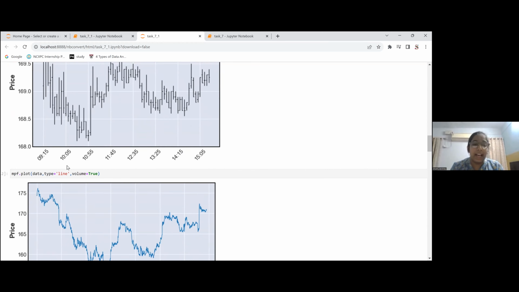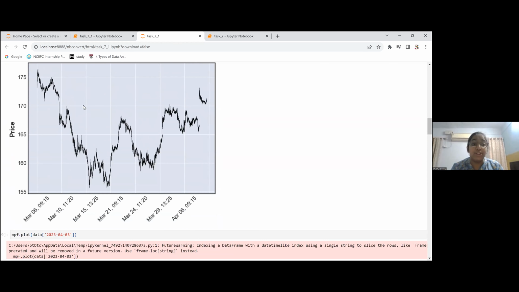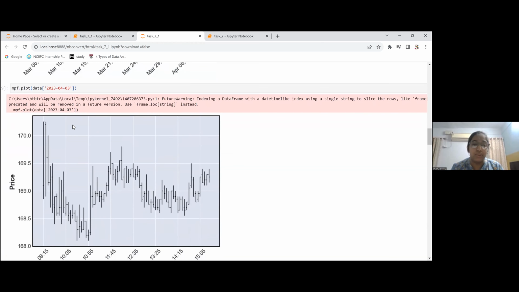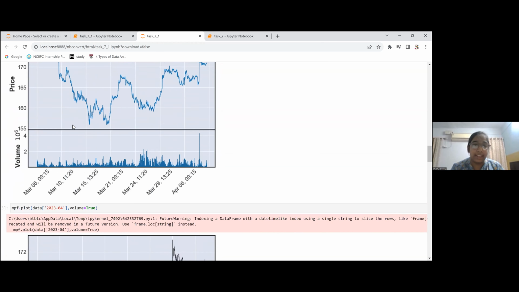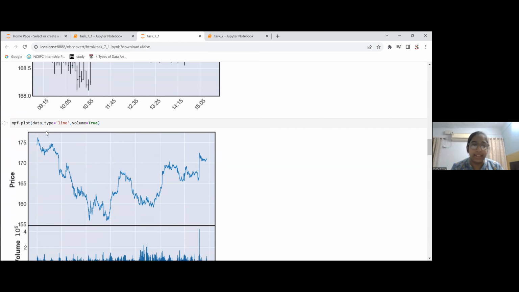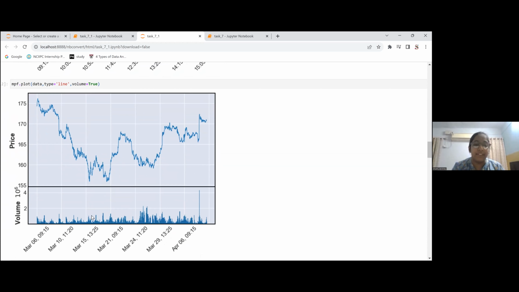Now, the same data which I have plotted here, to show that it is not a line graph, I have plotted the same data using a line to show that the line graph is a different one. This is the line corresponding to the volume, which shows the volumes that were being traded throughout this period.